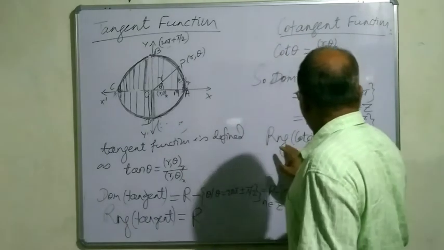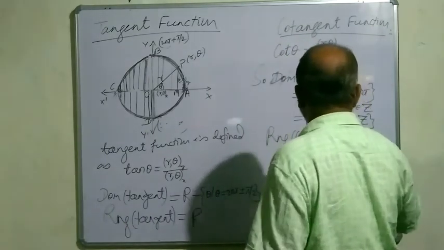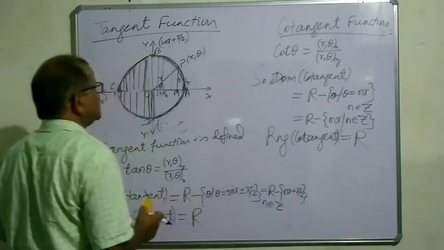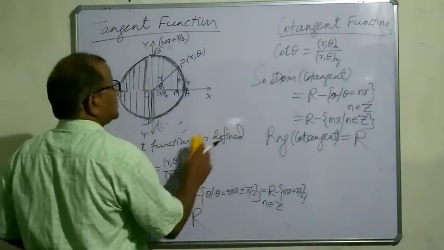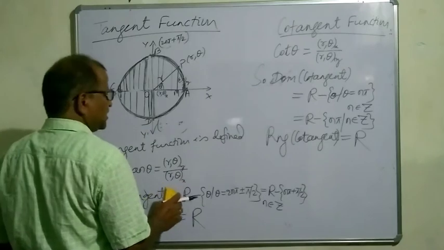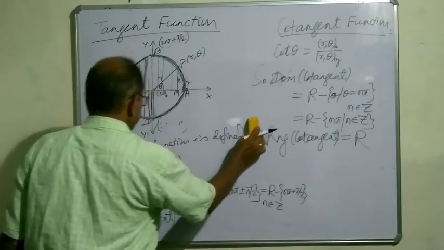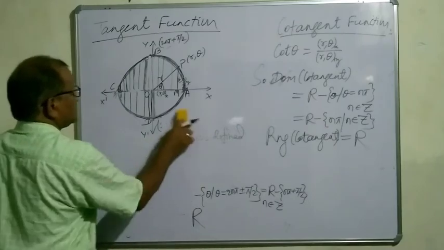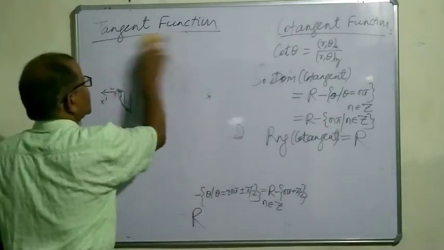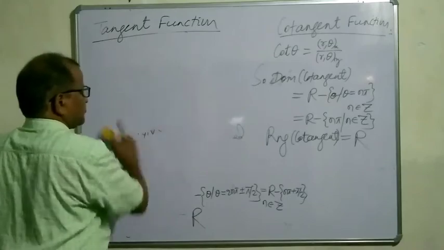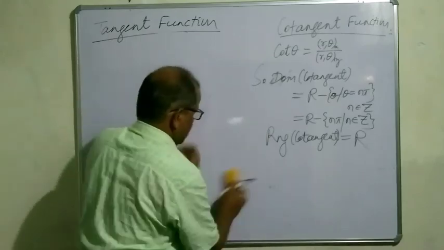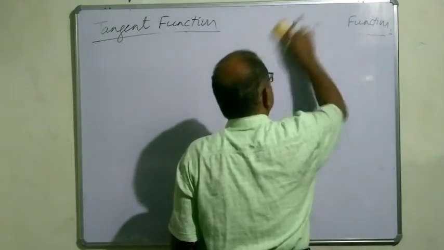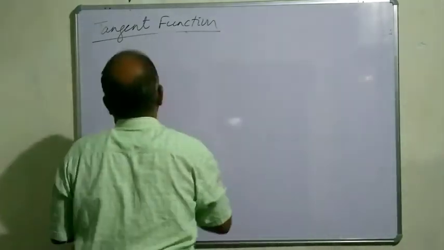Anyway, so the range of the tangent and cotangent functions is R. Let us discuss the graph of these two functions, the tangent function and the cotangent function. We will take certain points on the curve.